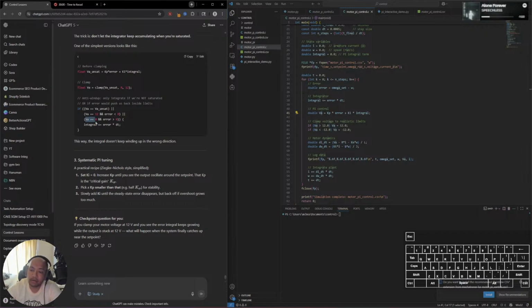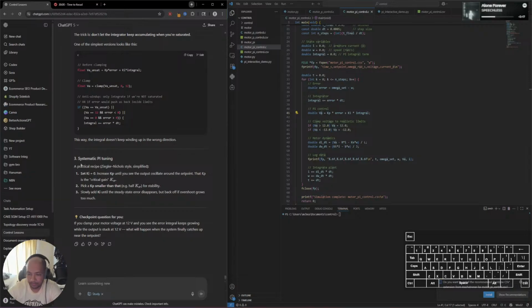Why does Va have to be 0 though? Va is 0. This way the integral doesn't keep winding up in the wrong direction. Ziegler-Nichols style, simplified: set Ki equal to 0. Increase Kp until you see the output oscillate around the set point. That Kp is the critical gain. Pick a smaller Kp than that, half of it, for stability. Slowly add Ki until the steady state error disappears, but back off if overshoot grows too much.